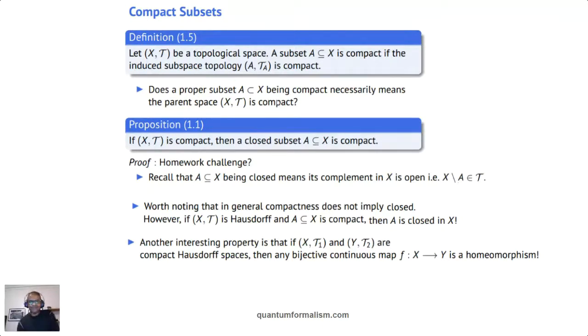Okay, so I want you to think about whether a subset of X, a proper subset, when it's compact, necessarily means that the parent space is compact. I hope you can see this, the answer for this.